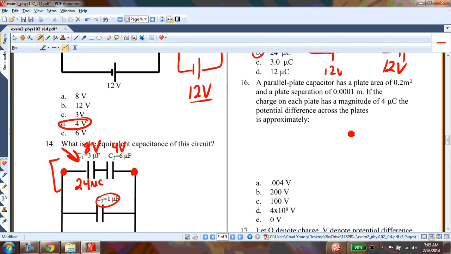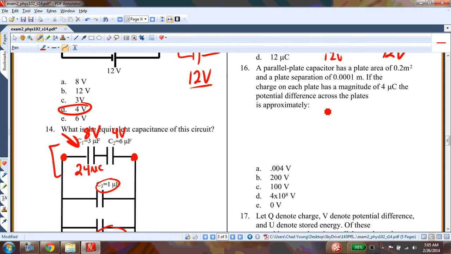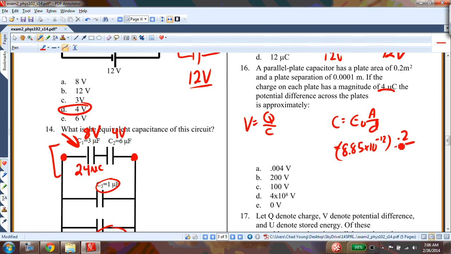Parallel plate capacitor has an area and a separation. The charge is 4 microcoulombs. What is the potential difference? All right, well, first, I want to know V, which is Q over C. I'm given the charge, so I need to find C. That's epsilon naught A over D. There's no dielectric here, so that's 8.85 times 10 to the minus 12. The area is given as 0.2, divided by the distance 0.0001 meters.